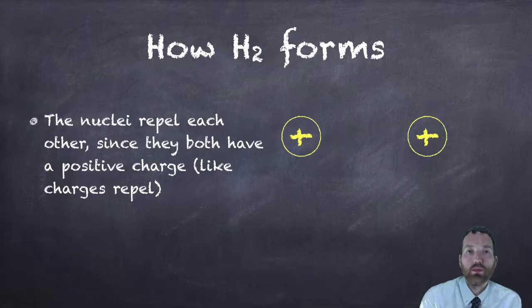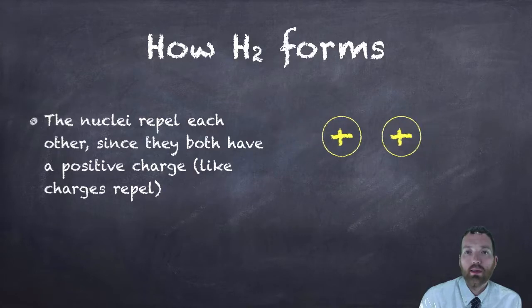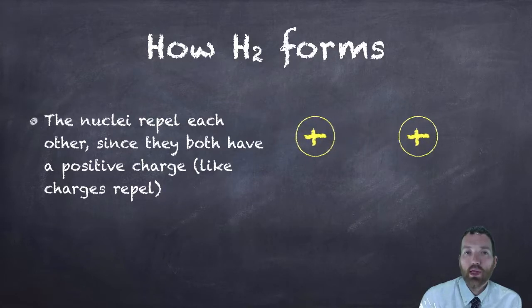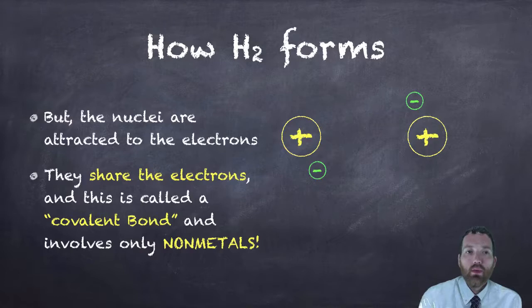So here's how molecules form. Let's look at this example in another diatomic element, hydrogen. Hydrogen is always in the form of H2. Each hydrogen atom has one proton in its nucleus, and those nuclei repel each other since they both have a positive charge. Remember, like charges repel, opposite charges attract. So as these two atoms get closer together, they're going to push apart because like charges repel. But they're going to share electrons because they're attracted to each other's electrons.